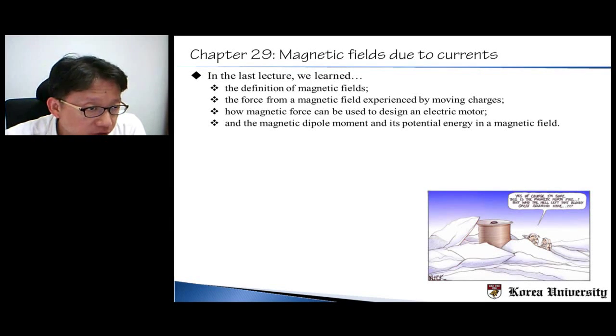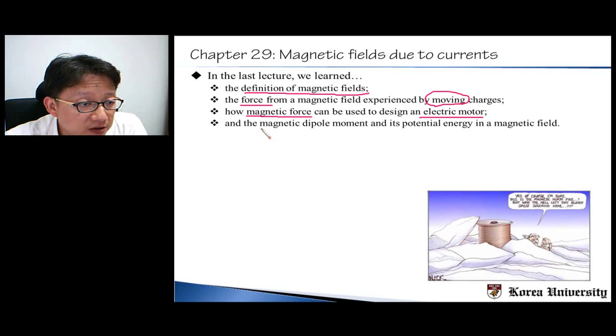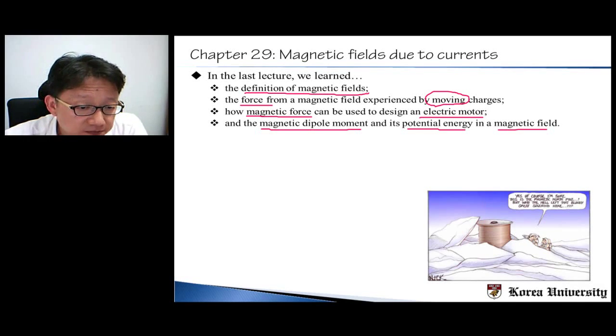So in the last lecture, we learned the definition of magnetic fields, and we also learned the force from magnetic fields experienced by moving charges. Okay, please make sure that you understood that the charges have to move in order to feel the force from magnetic fields, while they don't really have to move when they experience Coulomb force from an electric field, okay? Okay, and then we learned how magnetic force can be used to design an electric motor, and we finally learned what a magnetic dipole moment is and its potential energy in a magnetic field, which was very similar to the potential energy of an electric dipole moment in an electric field, okay?